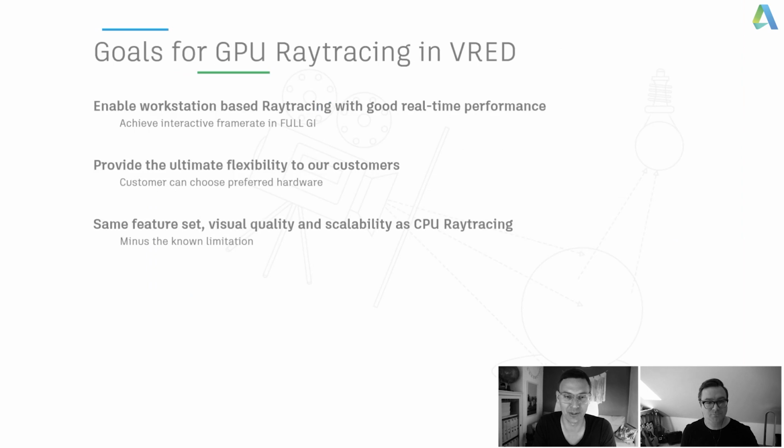And we also set up certain goals for that. So we wanted to enable workstation-based ray tracing with good real-time performance. So we wanted our users to achieve interactive frame rates and full GI. We also wanted to provide the ultimate flexibility to our customers, so customers can choose the preferred hardware. And we also want to make sure that it shouldn't really matter for the customers if they're using GPU or CPU. So in the UI, it should look the same. We should have the same feature set for it. We wanted to have the same visual quality. And of course, as our users expect the scalability from CPUs to be linear, we wanted to achieve the same result for the GPU also.